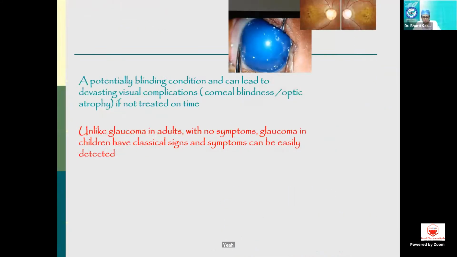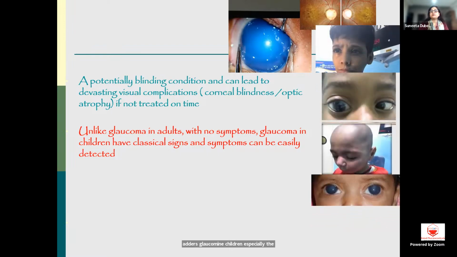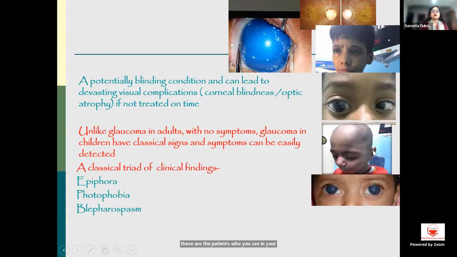Can see. So I think all are scared of the pediatric glaucomas because it's a blinding condition and can lead to corneal blindness or optic atrophy if not treated on time. Unlike glaucoma in adults, glaucoma in children, especially the primary glaucomas, are very symptomatic. These are the patients you see in your OPD, and they have epiphora, photophobia, and blepharospasm.